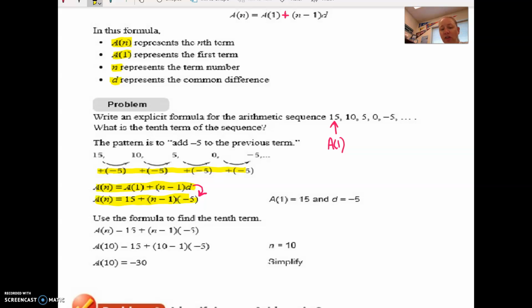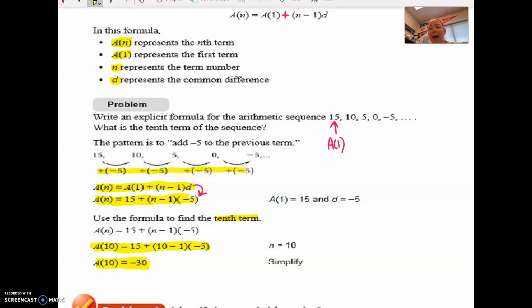And now it wants us to use the formula to find the 10th term in the pattern. So that means for n, we're going to plug in 10. So this is what it looks like. So a of 10, that's the term we're trying to find. We're going to plug in 10 for n here as well. And then we're just going to work out the problem using order of operations. So we end up with a of 10 equals -30. Using, again, order of operations.